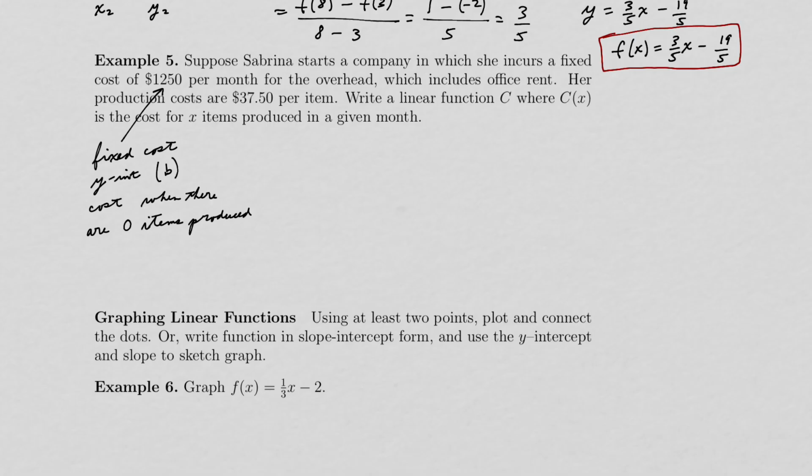All right, what is the slope? Well, if you read this carefully, this is $37.50 per one item. So it has units, like a rate of change. So the slope here is $37.50 per one item. No one writes the one, but it's really per one item. That is the slope.